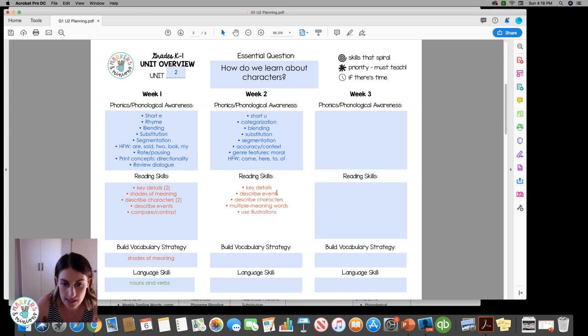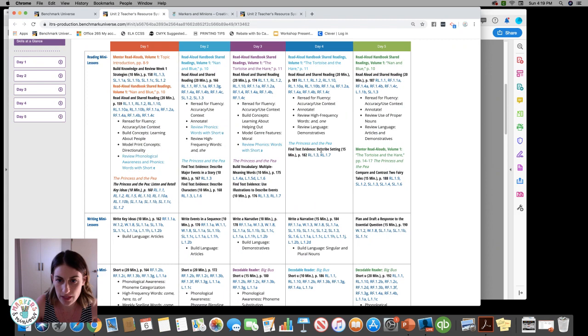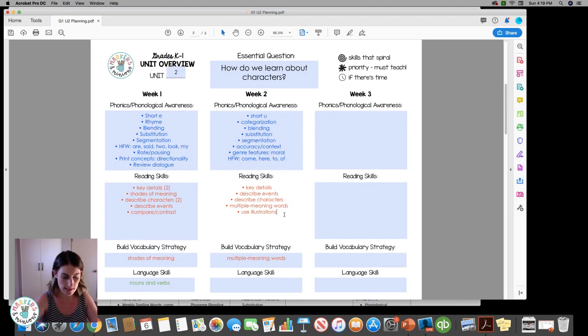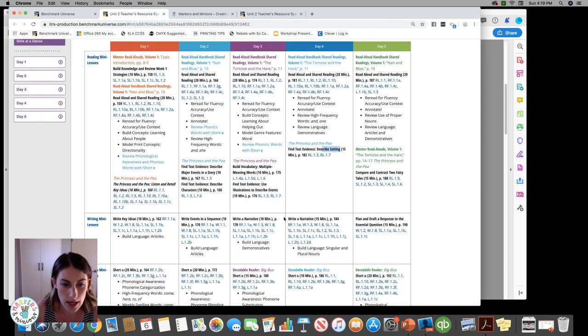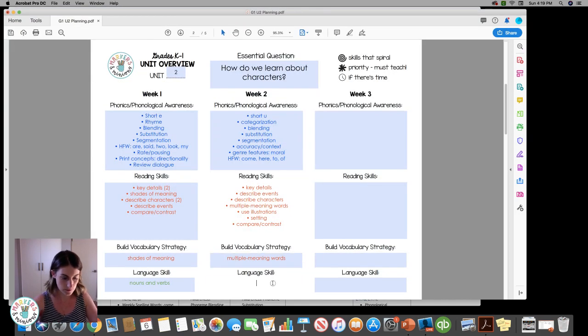And I'm going to just take this lesson here, multiple meaning words. That's our explicit vocab lesson. And I'm going to put it there as well. And I see I have a lesson on setting, and then we have the compare contrast lesson again. Okay. And for language, the build language skill is going to be articles and demonstratives.